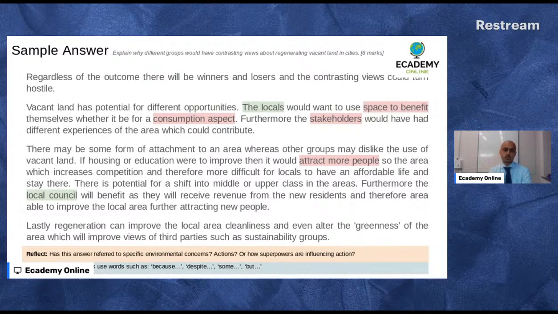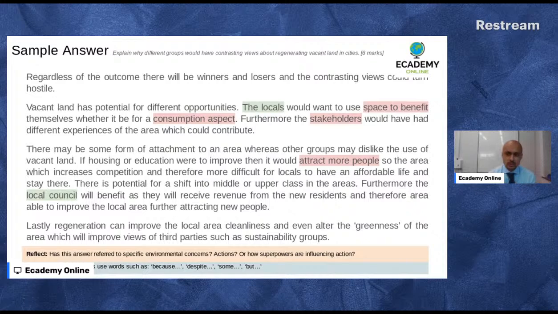Okay, so next bit. "Vacant land has potential for different opportunities." Okay, not sure what you mean by opportunities. Are they economic, social, environmental, political? What you're referring to? "The locals would want to use the space to benefit themselves, and whether it be for consumption aspect." Does anyone know what that means? Okay, what does it mean by consumption aspect? Are you referring to the economy? Are you talking about a local economy? Are you talking about people using it for social wealth, social leisure facilities, for example? Maybe there's a park. Is that what you mean by consumption?